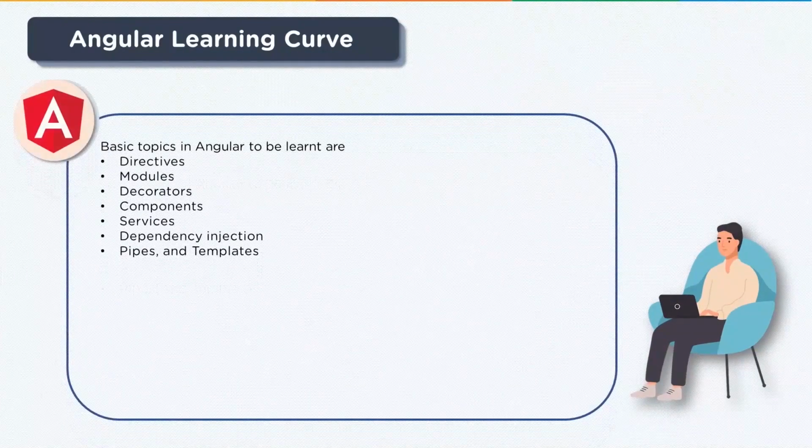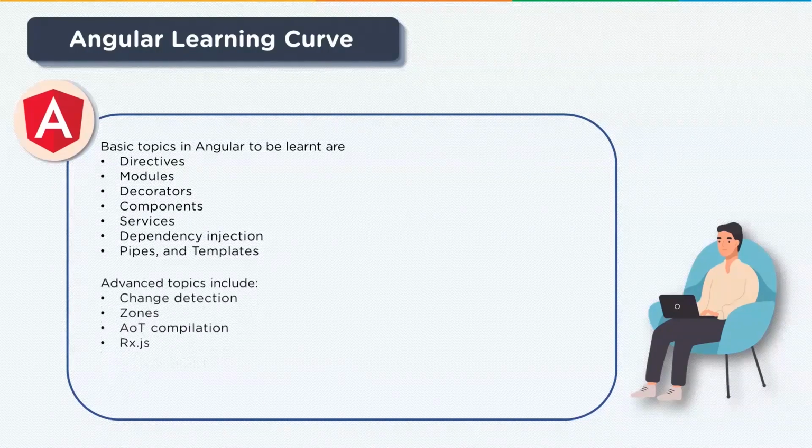Now if you wish to learn Angular, you need to be acquainted with basic topics in Angular. Some of them are directives, modules, decorators, components, services, dependency injection, pipes, and templates. Now, once you've mastered your basics, you will want to go and understand more advanced topics such as change detection, zones, AOT compilation, and RxJS.